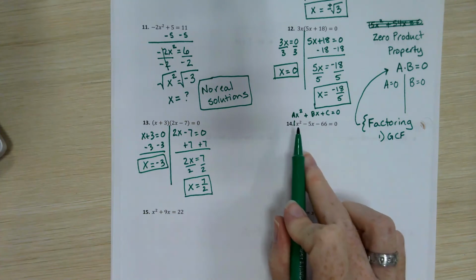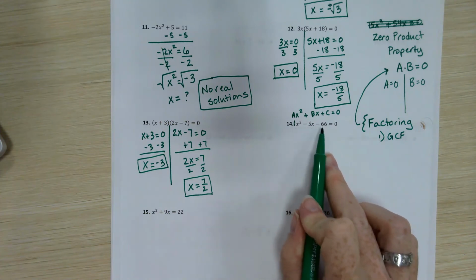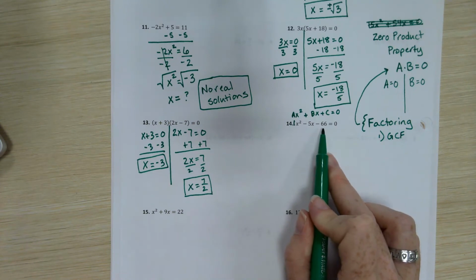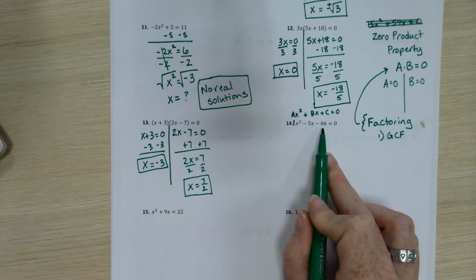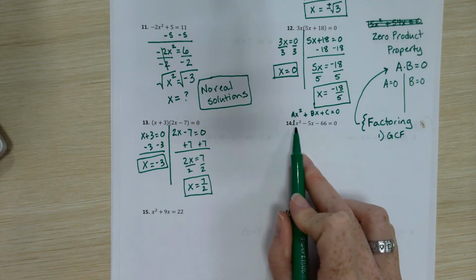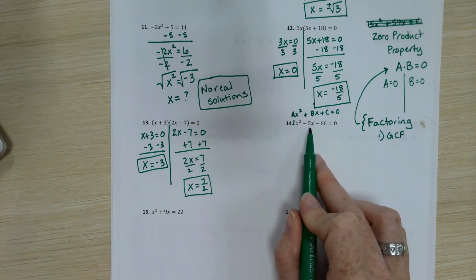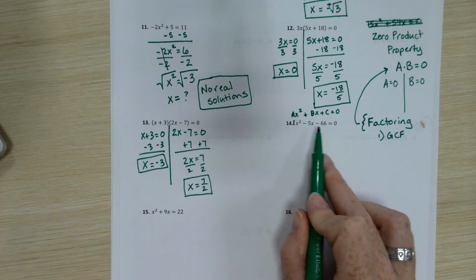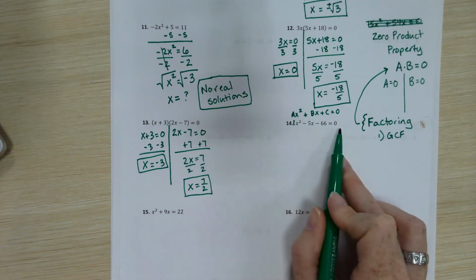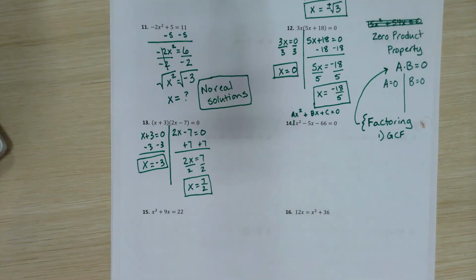Is there anything that 1x squared, -5x, and -66 could all three be divided by, basically, without creating fractions or decimals? And the answer in this case is no. We can only divide this by x and 1. Dividing this by 1 doesn't change anything. We could divide this by x, but we can't divide 66 by x. So there are no greatest common factors for this particular problem.